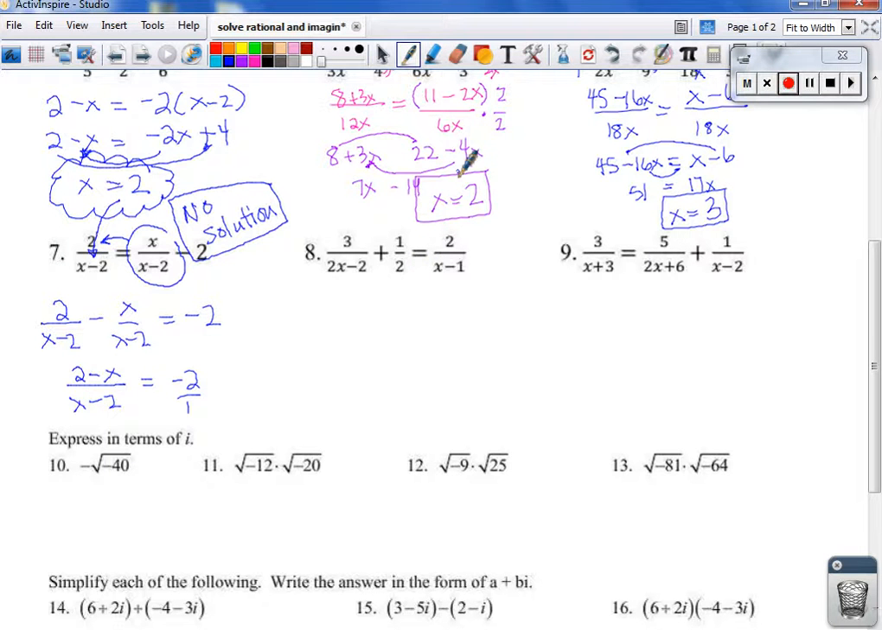Maybe we could apply this principle up here also to this. So let's move the 1/2 over to this side, so we'll subtract the 1/2. Okay, there are lots of ways to do this. This is just one way.